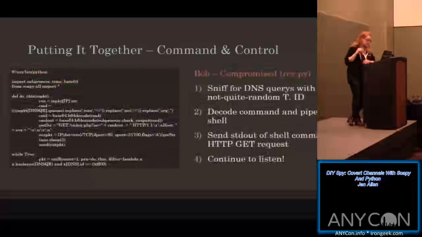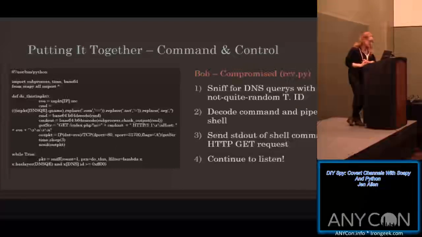Next, Bob, the compromised host, has another short piece of code on it, receive.py. We are sniffing for DNS queries with our not quite random transaction ID. So you can see if you drop down to the bottom, while True, packet equals sniff, count equal 1, prn equal do_this, meaning if you catch a packet that matches the lambda filter, then do this function.